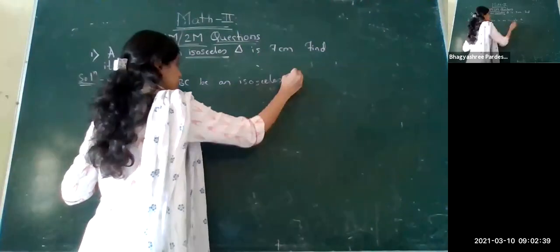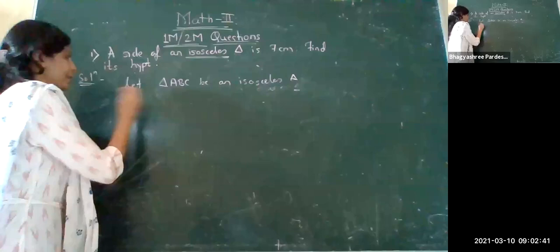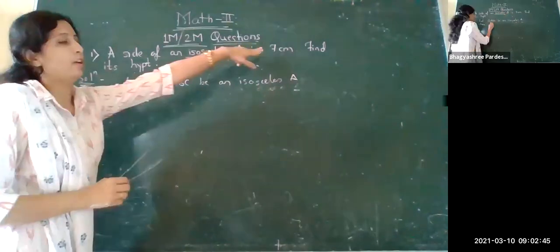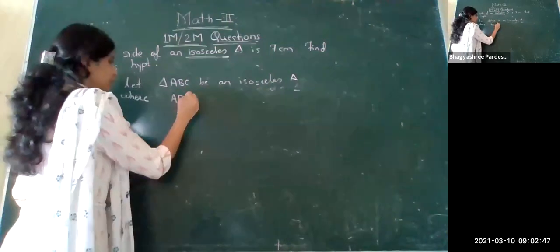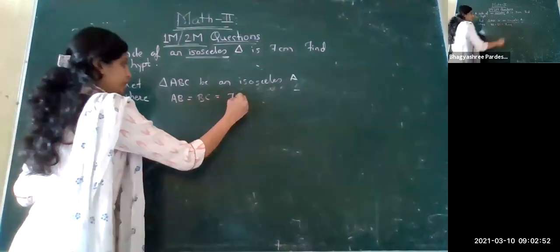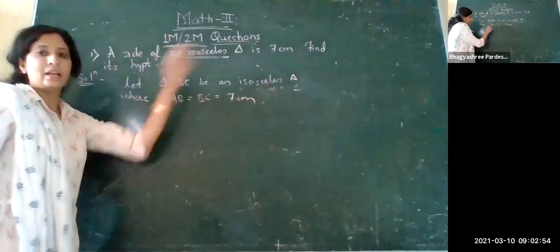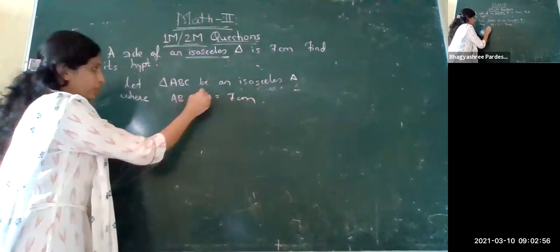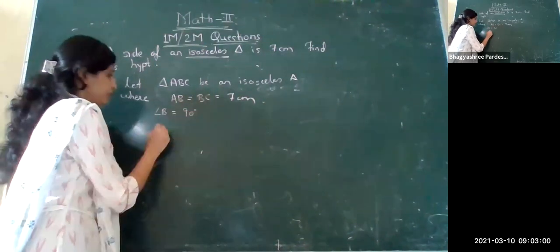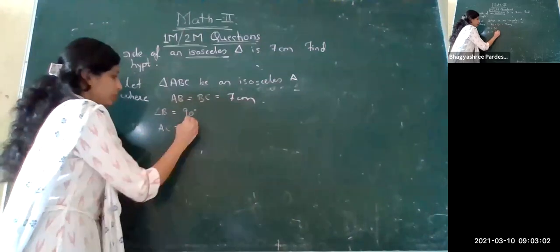This is an isosceles triangle. It has two equal sides. Suppose AB is equal to BC, which is equal to 7 centimeters. Since it is isosceles, and one of the angles, suppose angle B, is equal to 90 degrees, therefore AC will be the hypotenuse.